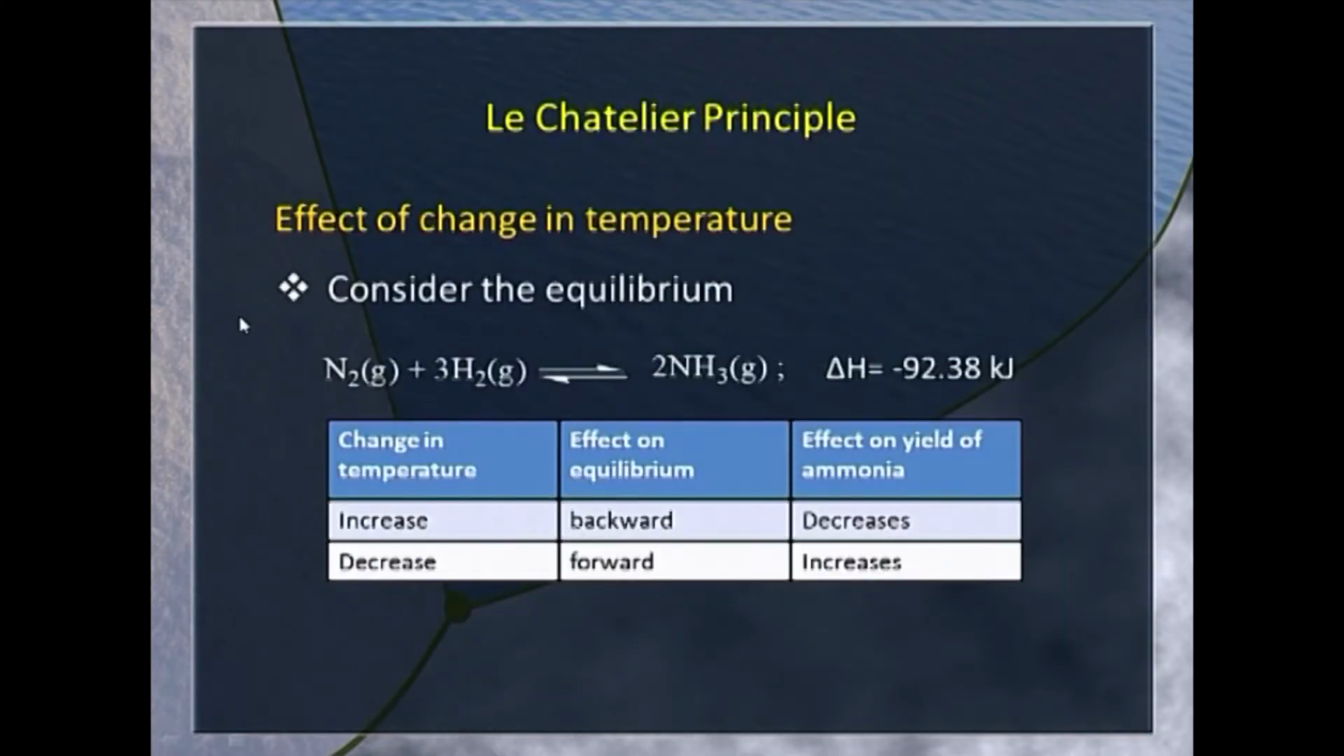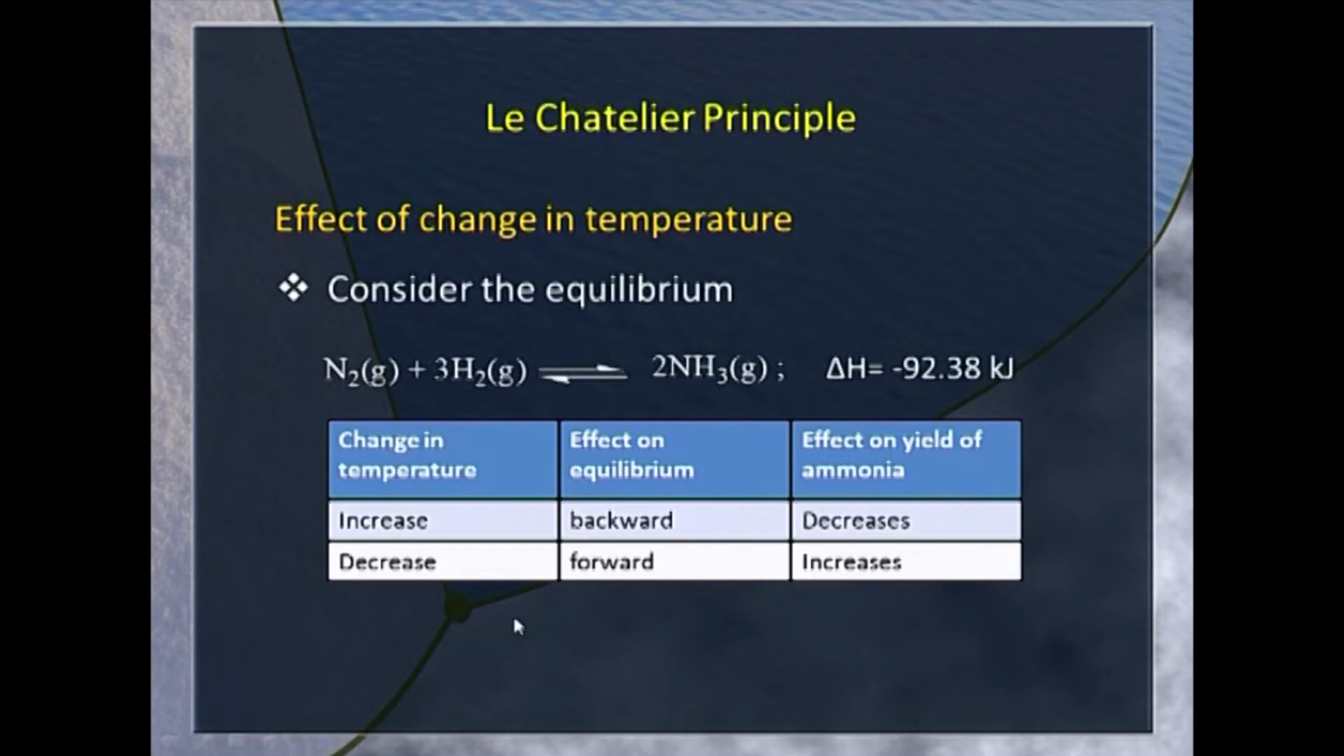To take an example of temperature change and its effect on the equilibrium, a very well known example is Haber's process, N2 gas with 3 H2 gas can give you 2 NH3 ammonia, which is also in a gaseous form. The enthalpy of this reaction is minus 92.38 kilojoule. It is an exothermic process. So, when a system is an exothermic process and I increase the temperature, the system wants to go in a direction where it can consume the excess energy. So, it will go in the backward direction, and the yield will show a decrease because more of the reactant will form.